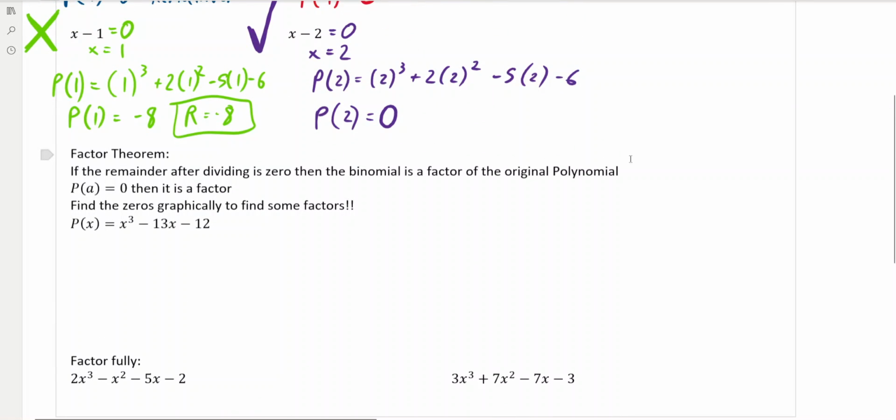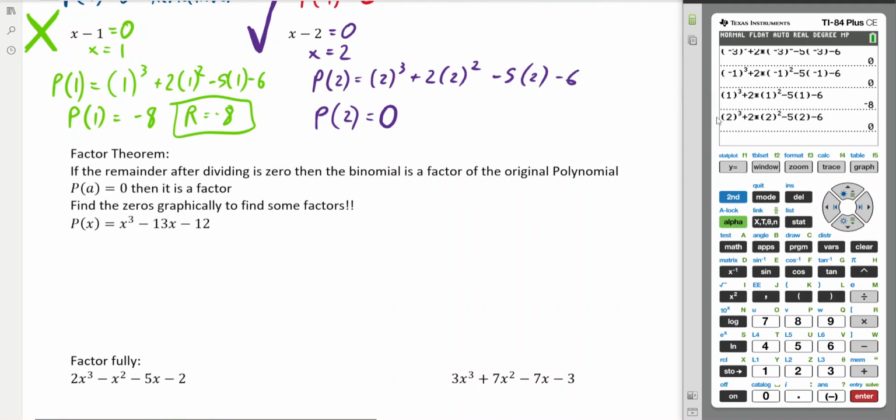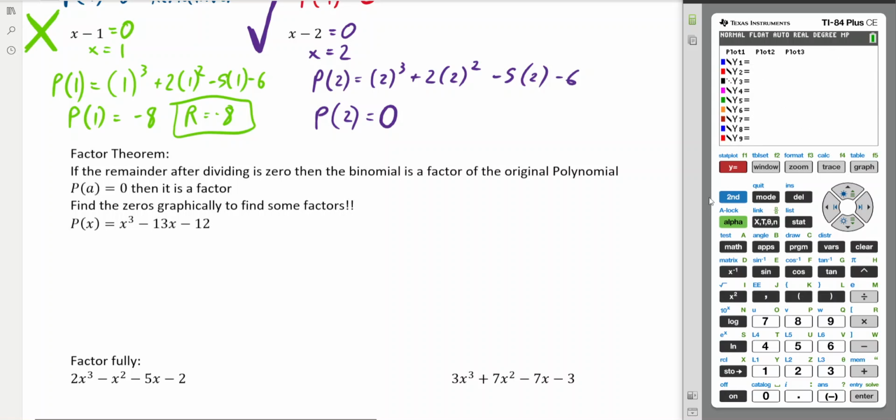So factor theorem. If a remainder after dividing is 0, the binomial is a factor of the original polynomial. So then it's a factor. So that's what we just said. But now we can not just plug it in one at a time, but get some sweet information by plugging it in to our y equals spot. So we're going to plot it on our graph. So x cubed minus 13x minus 12.